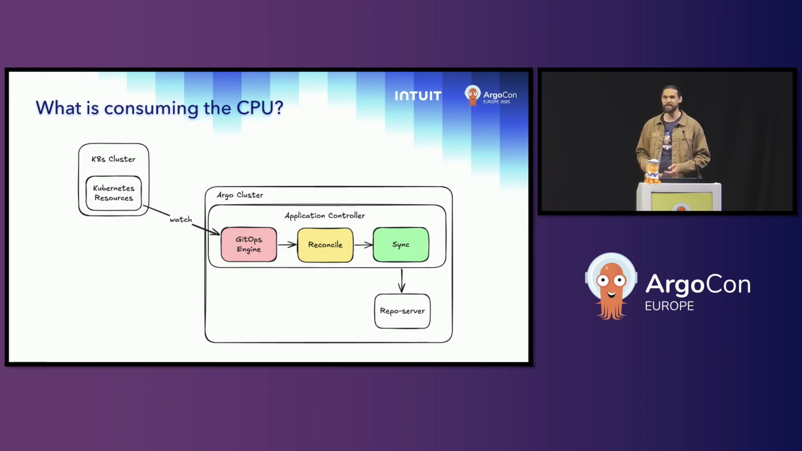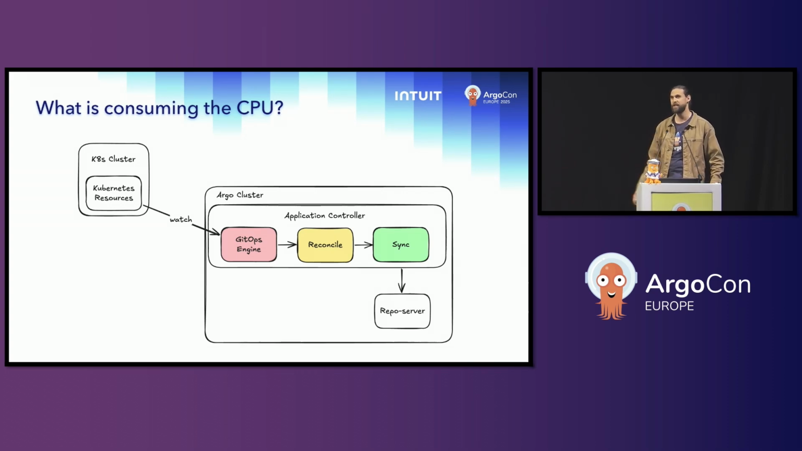For that, the reconcile is going to reach to the repo-server. Most of the time, the Git repo is going to be in the cache, so the connection to the repo-server is going to be quite fast. And it's going to compare that with your Kubernetes manifest, also in the cache. It's going to compute ignore differences. So there's a lot of CPU time spent in the reconciliation.